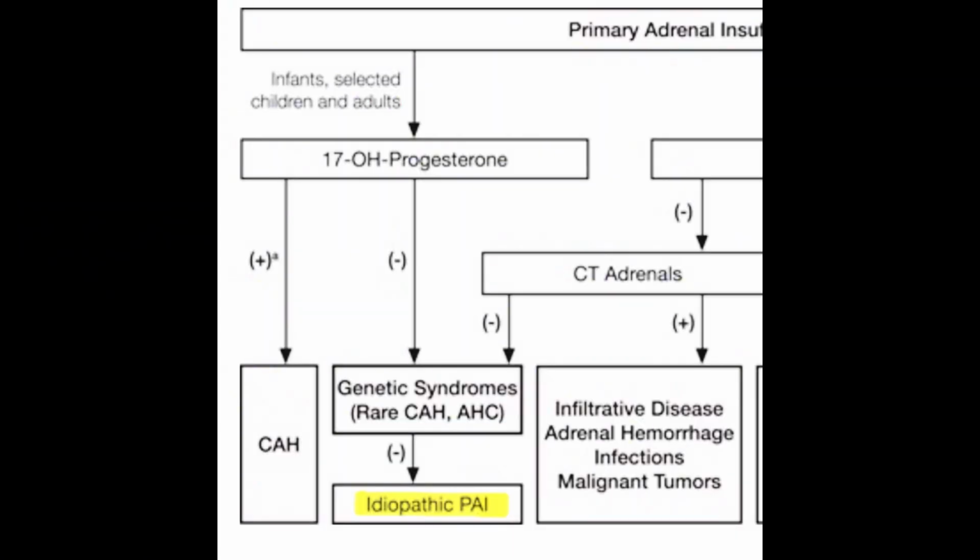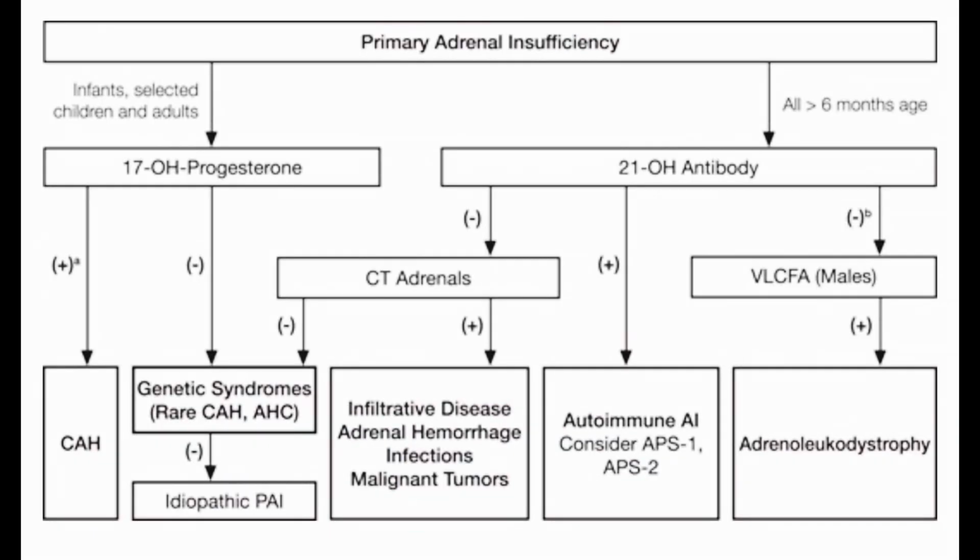And if this comes out negative, we will go to idiopathic primary adrenal insufficiency, which means that the reason is unknown, but we should follow all of these paths in order to get to this result.